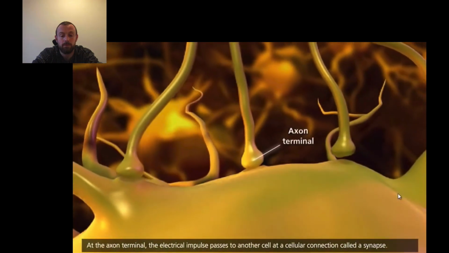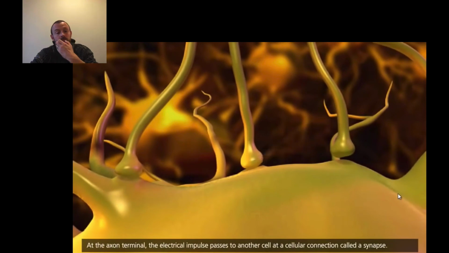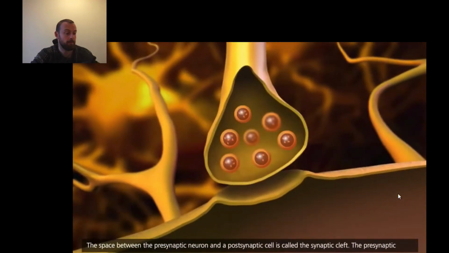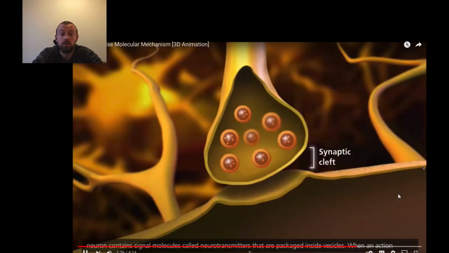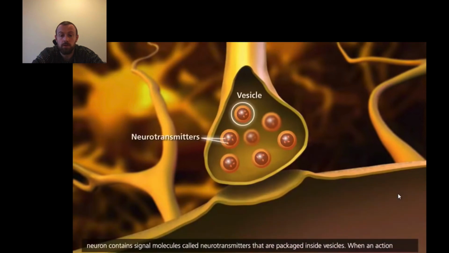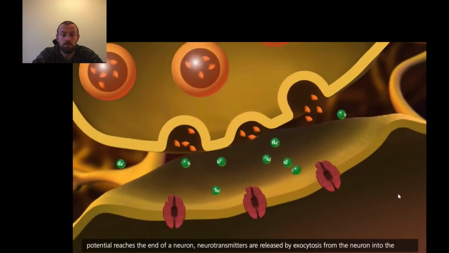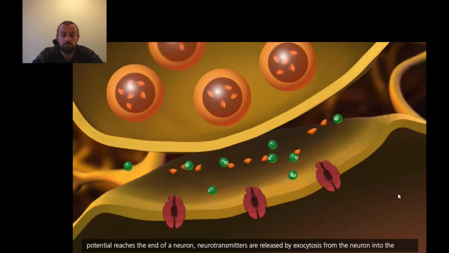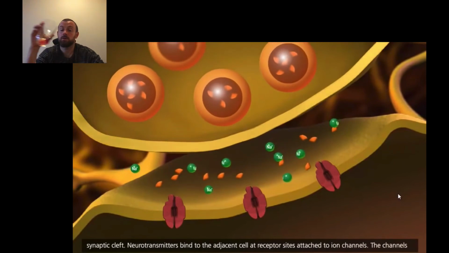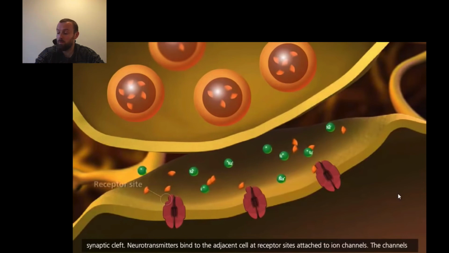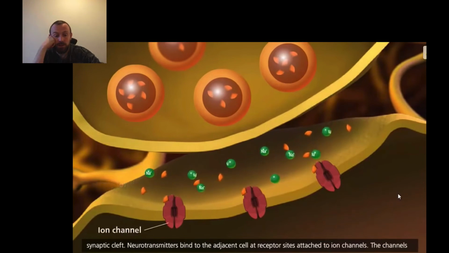At the axon terminal, the electrical impulse passes to another cell at a cellular connection called a synapse. We're going to look at this in another lesson, but I'll let it play out. The space between the presynaptic neuron and a postsynaptic cell is called the synaptic cleft. The presynaptic neuron contains signal molecules called neurotransmitters that are packaged inside vesicles. When an action potential reaches the end of a neuron, neurotransmitters are released by exocytosis from the neuron into the synaptic cleft. Neurotransmitters bind to the adjacent cell at receptor sites attached to ion channels.